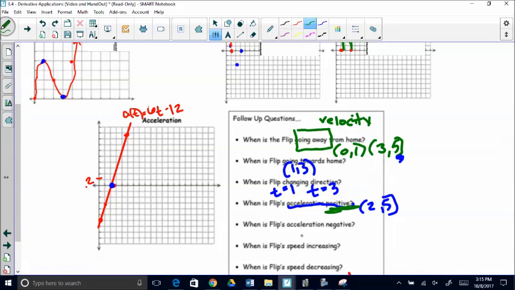Alright, when is Flip's acceleration negative? Well, it's negative from 0. It's clearly negative at 0. And then to 2.